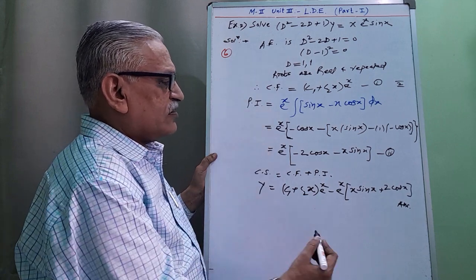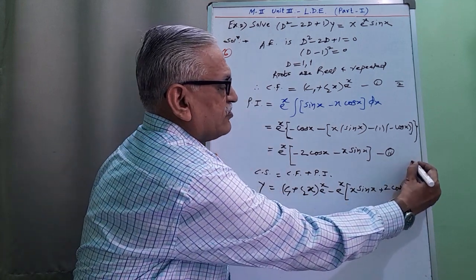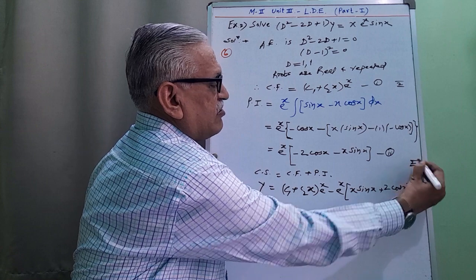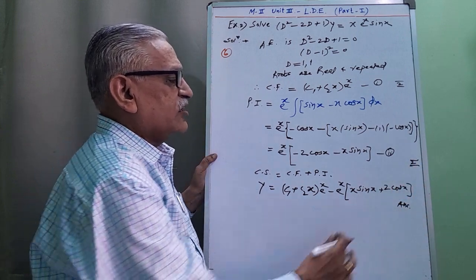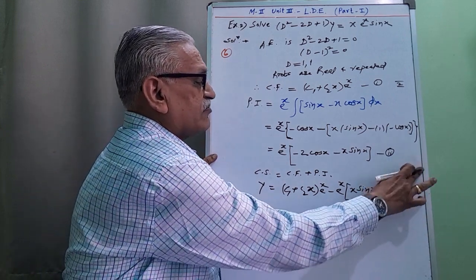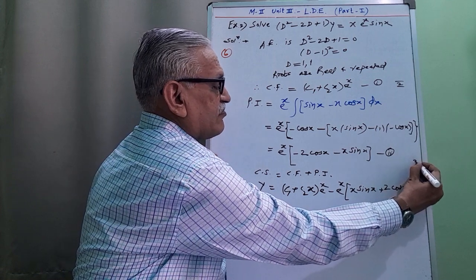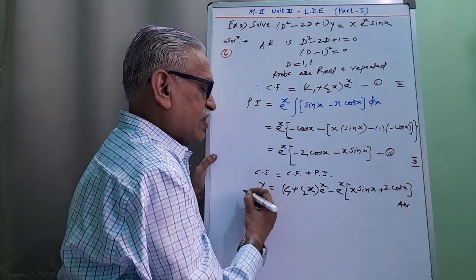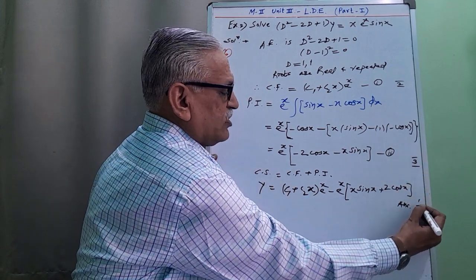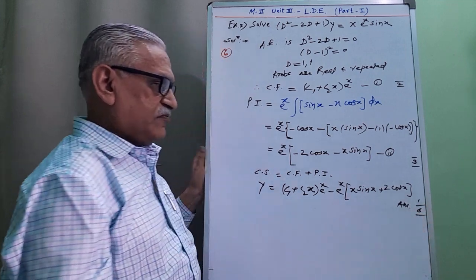For the PI, 2 or 3 marks, and 1 mark for the last step, total 6 marks.